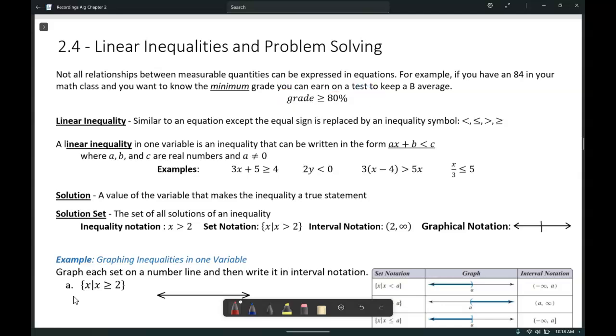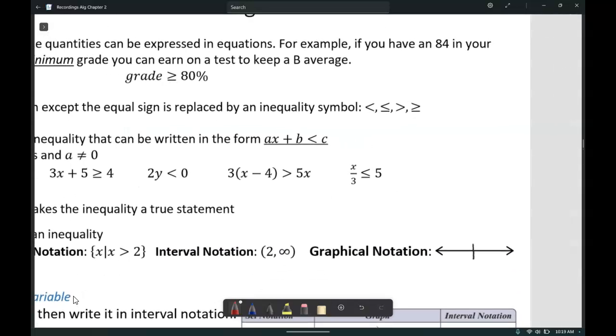So we have what's called linear inequalities. Similar to equations, except the equal sign is replaced by one of our four inequality symbols. We have less than, less than or equal to, greater than, and greater than or equal to, our four inequality symbols.